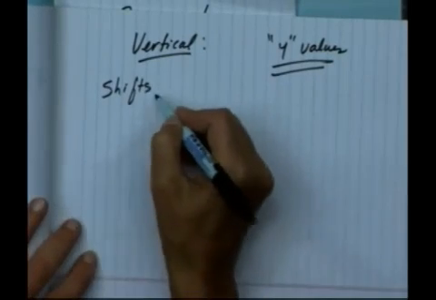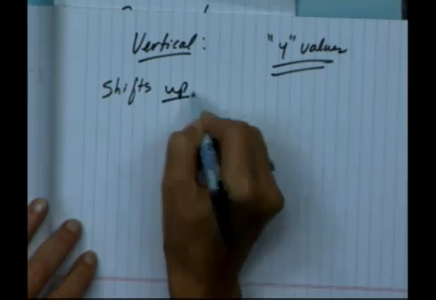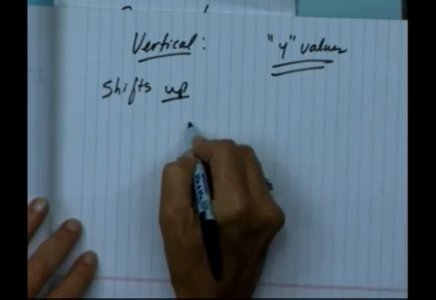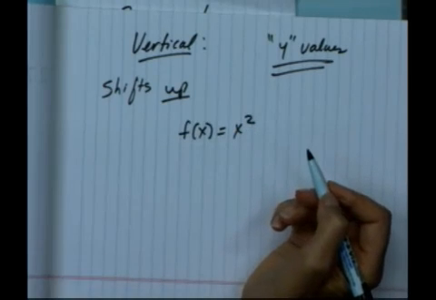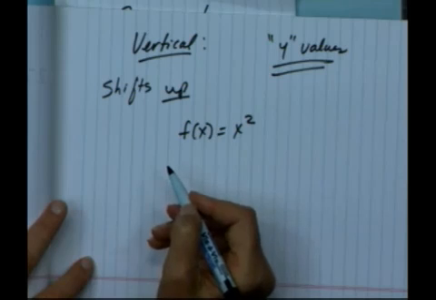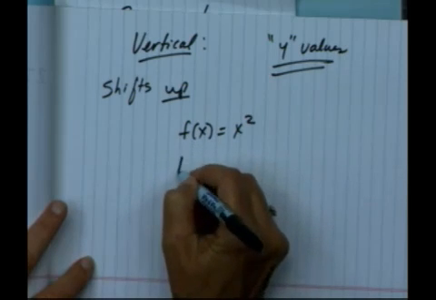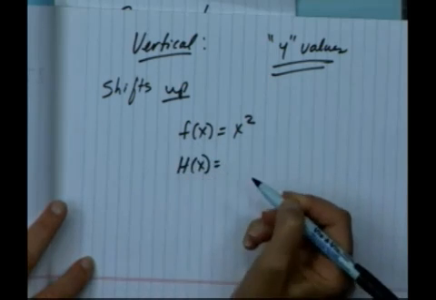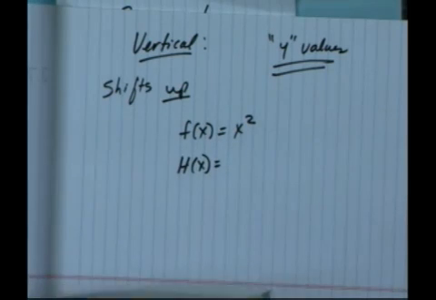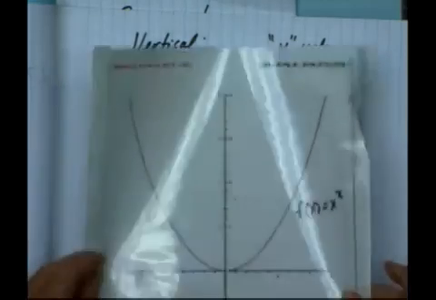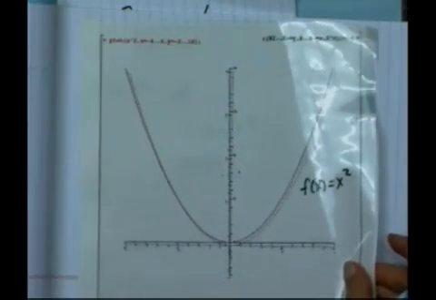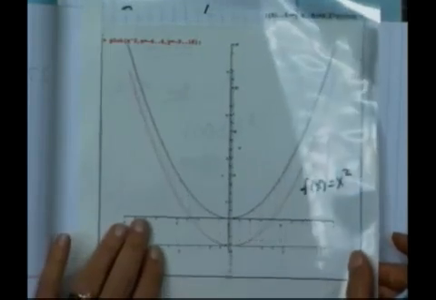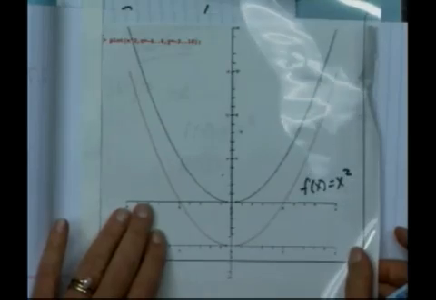So here we're creating a new function and we're going to shift up, for example. We're going to start out with my function f of x equals x squared, and I am going to create a new function h of x by shifting my f of x. I'm going to take good old f of x and shift it up 4 units.